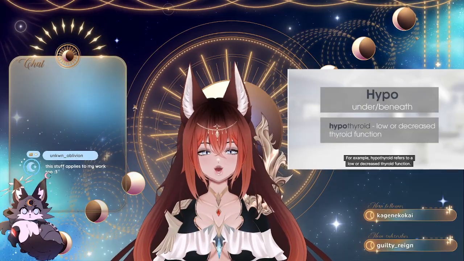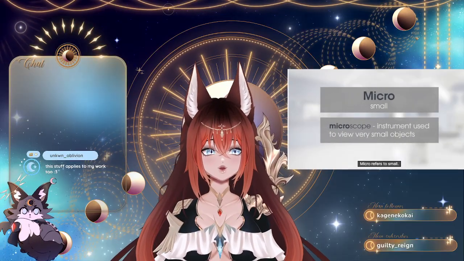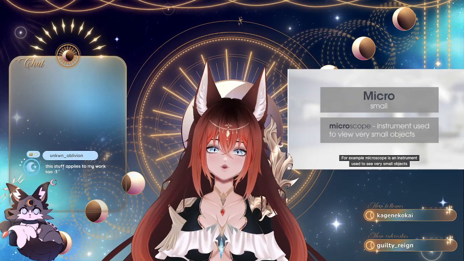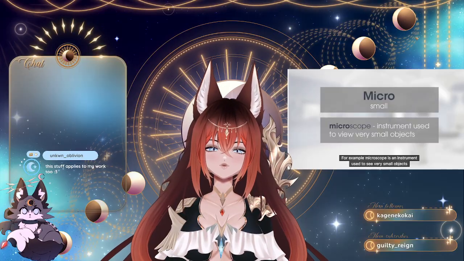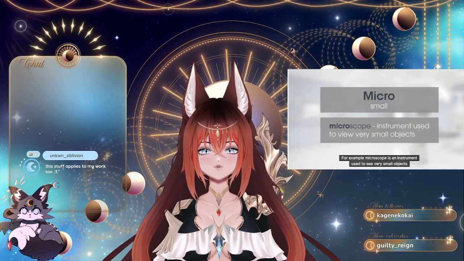Micro refers to small. For example, microscope. A microscope is an instrument used to see very small objects.